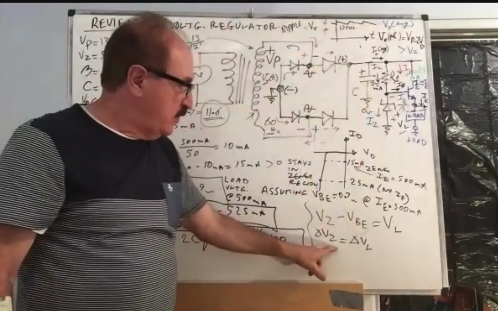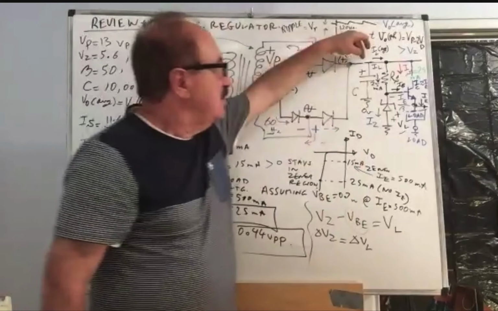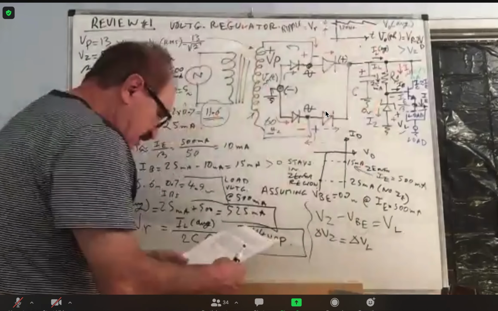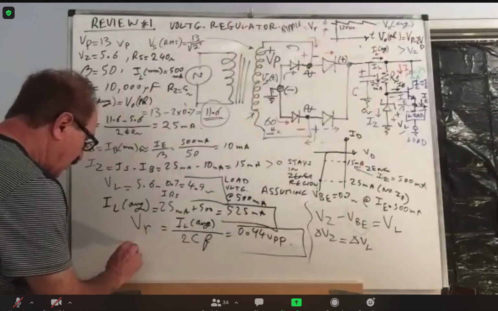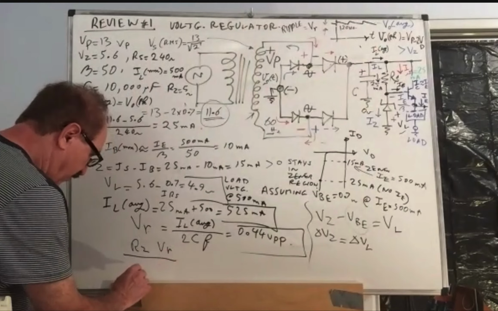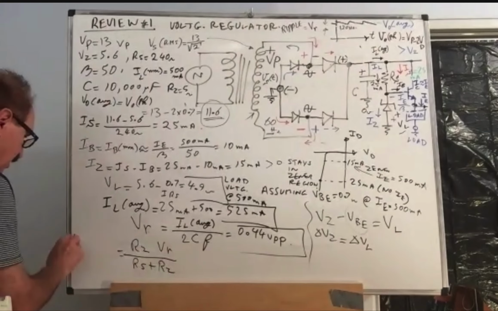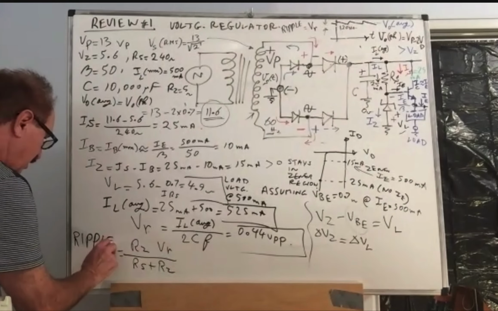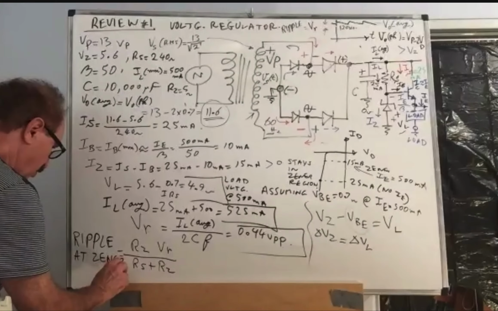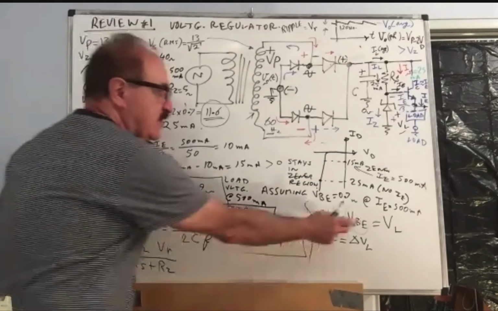Guess what? We know how much delta VZ is. The change at that corner, through RS and the dynamic resistance, translates into RZ times VR over RS plus RZ. This is the ripple at the Zener or load. They're identical, assuming that VB doesn't change.